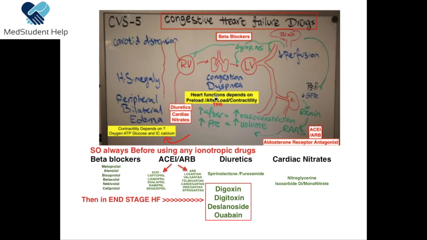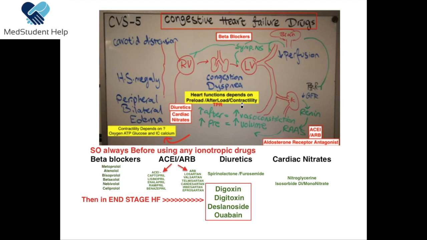And it also depends on the afterload. How much pressure is in the vessels that is going to be meeting the blood that is ejected from the heart. This is the afterload. The afterload is always determined by the total peripheral resistance, which is determined by how much contraction is in the arterioles. The third thing that the heart function depends on is the contractility.